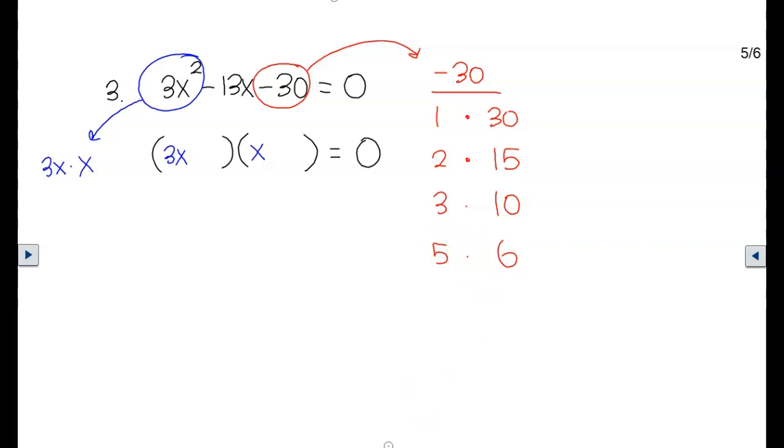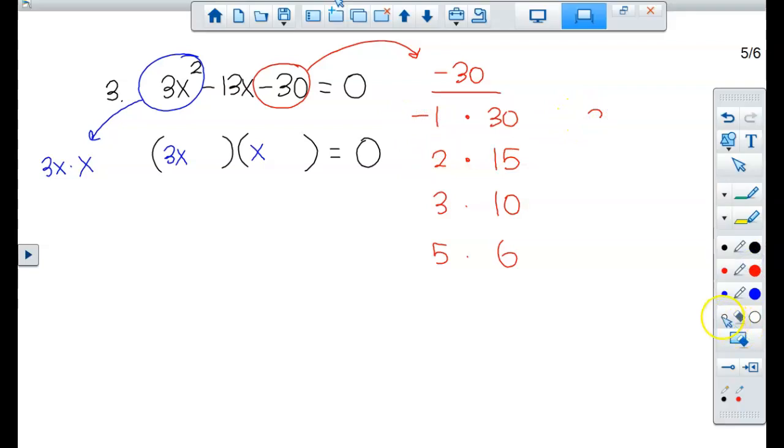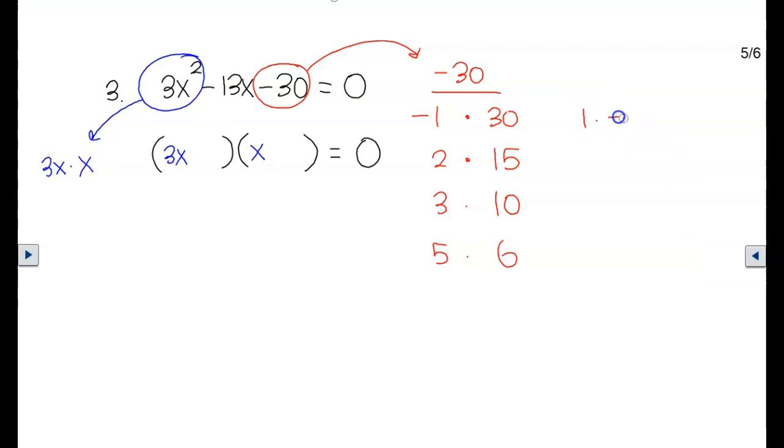Now keep in mind you want a negative 30, which means one of the two numbers needs to be negative. So you could do negative 1 times 30 or 1 times negative 30. We can do negative 2 times 15 or 2 times negative 15. Negative 3 times 10 or 3 times negative 10. Negative 5 times 6 or 5 times negative 6.